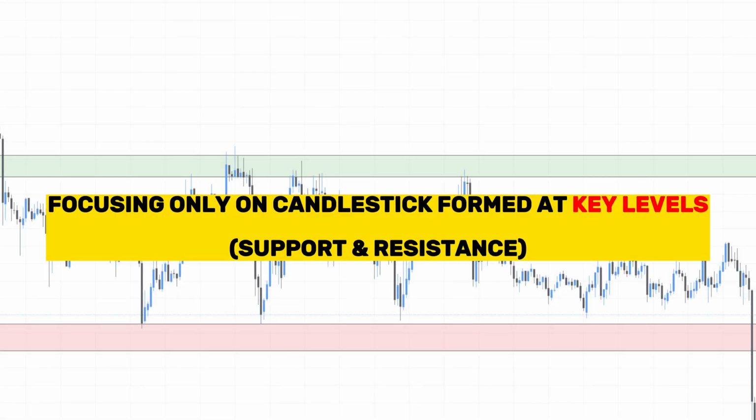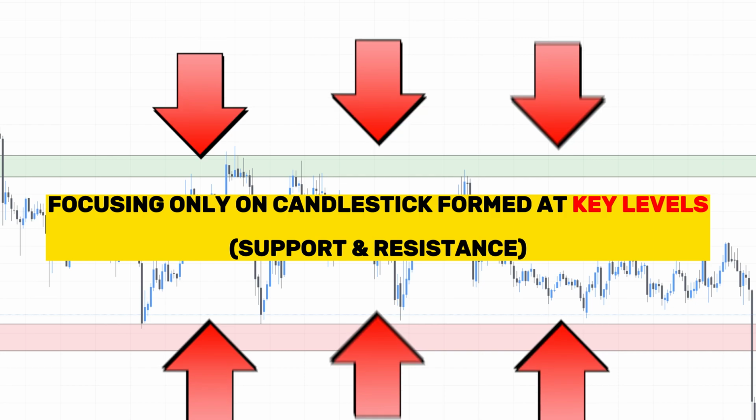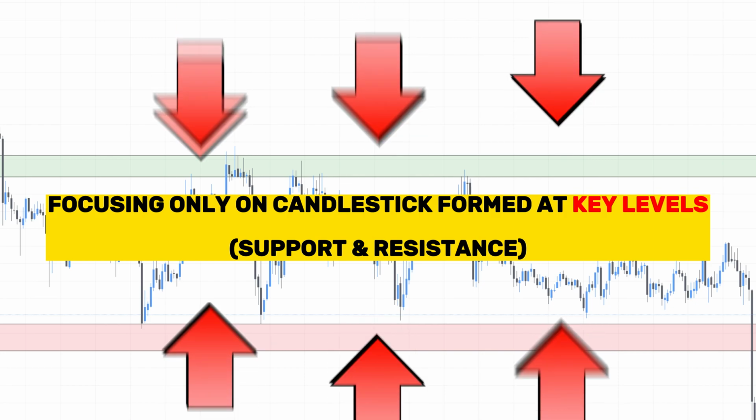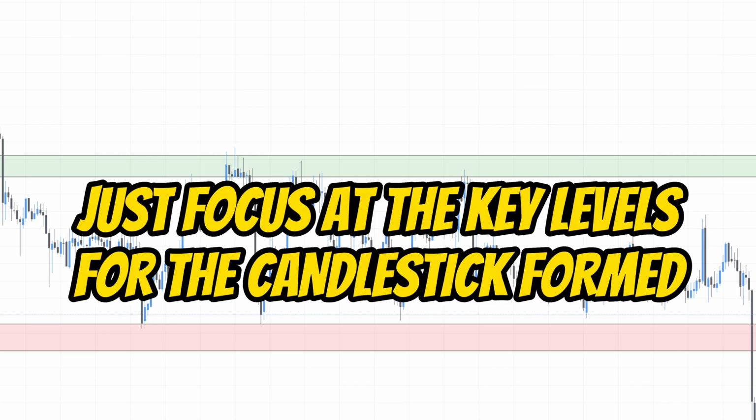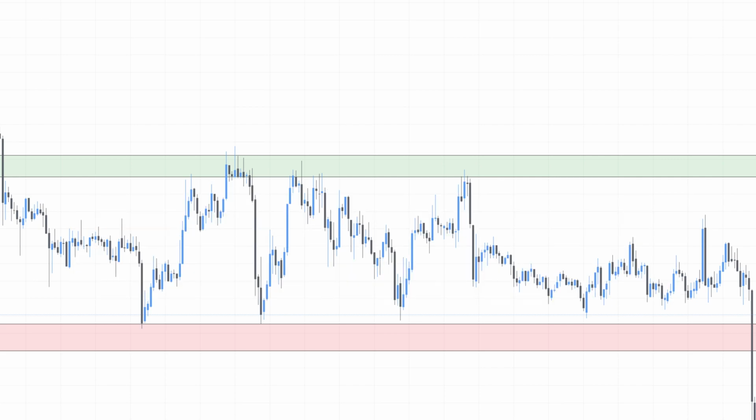Focus only on candlesticks formed at key levels, support and resistance. Do not focus on every candlestick that you see, just focus on the key levels. For the candlestick formed, if you enter in the middle of nowhere, there are two disadvantages.